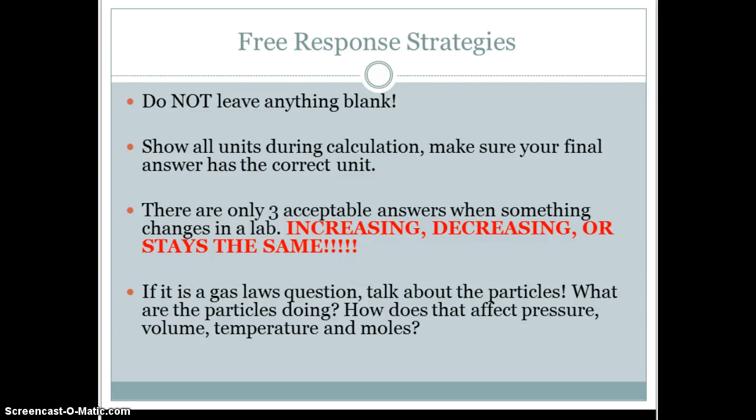And remember, if it is a gas laws question, be sure to talk about the particles, right? Don't just mention that the pressure and volume and temperature are changing, but how does that impact the particles? Remember that if you increase temperature, particles speed up, which increases collisions, which causes pressure to go up. All of these things are connected, and we've talked about these a lot in class. So if they do ask you a gas laws question, talk about the particles. What is happening to the particles?